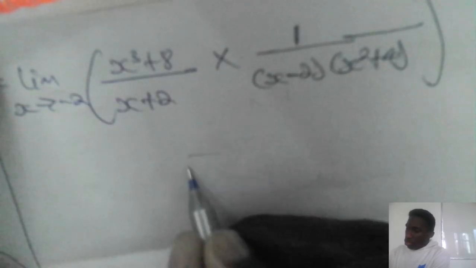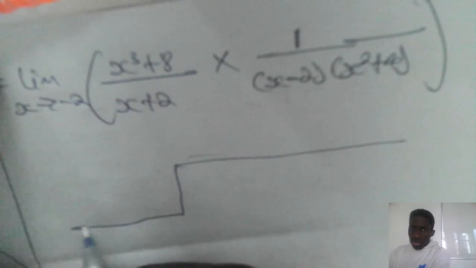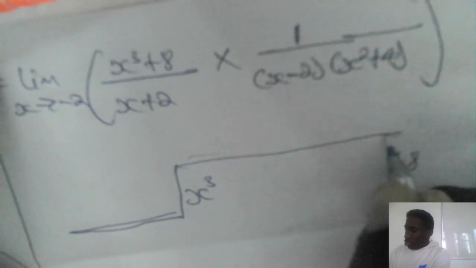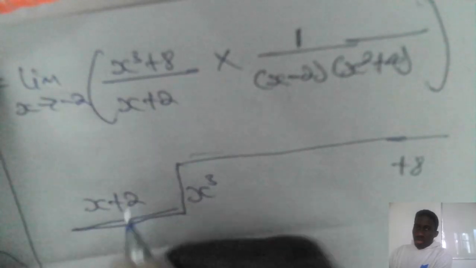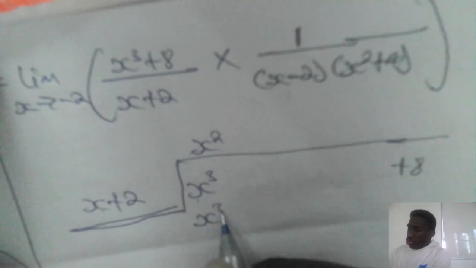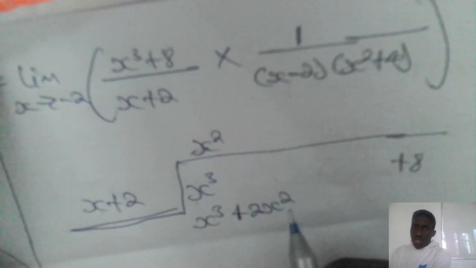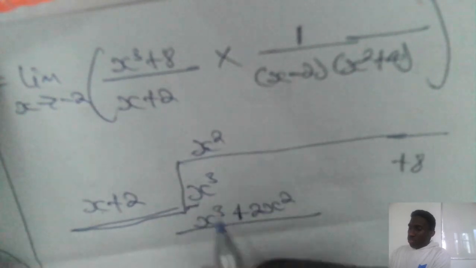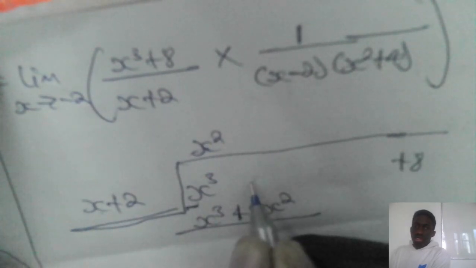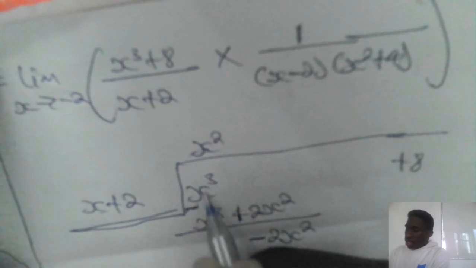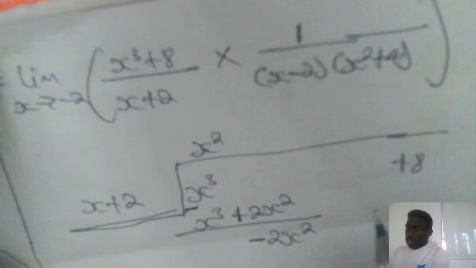So now that that's been done, we seek to evaluate this part using the same method that we've been using. So x cubed and then plus 8 at the far extreme end, then x plus 2. So x cubed divided by x is x squared, multiplied by x is x cubed, x squared multiplied by plus 2 is plus 2x squared. Then we take the difference. So 0, as in nothing here, minus 2x squared gives us minus 2x squared. Then x cubed minus x cubed, 0, that's gone.